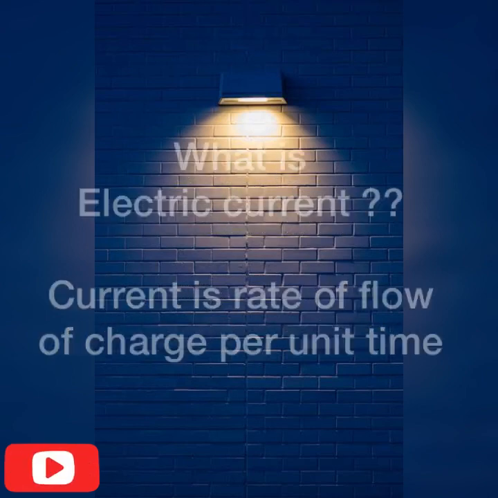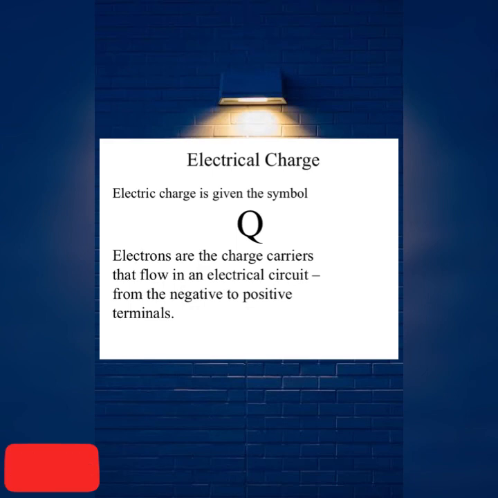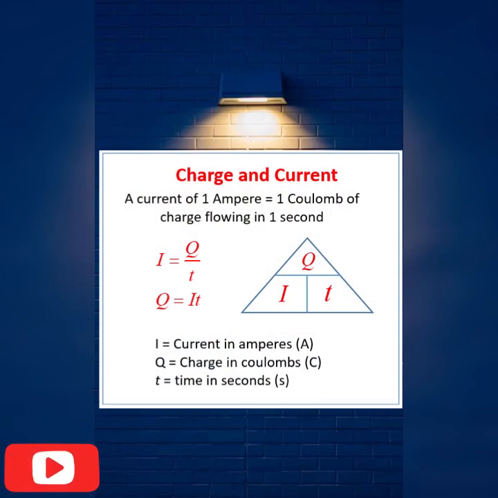Charge is always denoted by the symbol Q, and it is measured in coulomb. So according to this definition, current can be given as charge per unit time. Electrons and protons are charge carriers, one can be positively charged, the other negatively charged, but charge is important here. So we can define current as the rate of flow of charge per unit time. You can write this definition: I is equal to Q by T, where Q is the charge and T is the time in seconds.